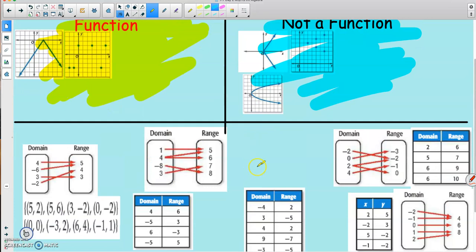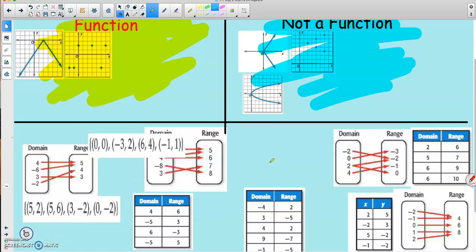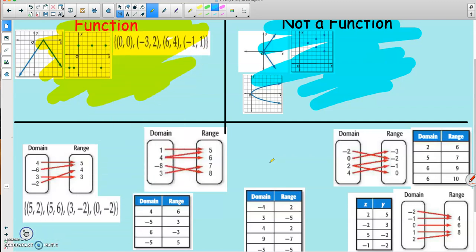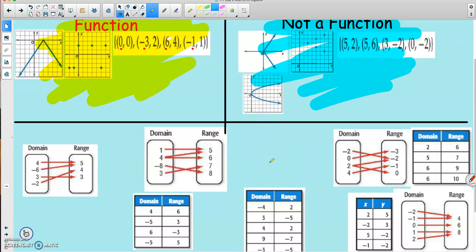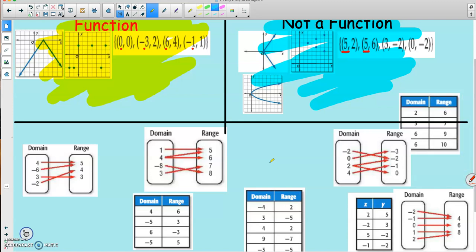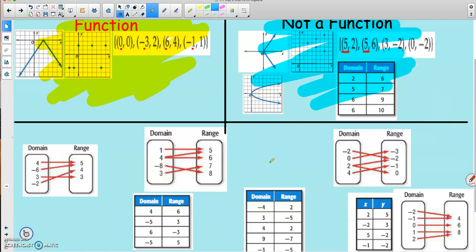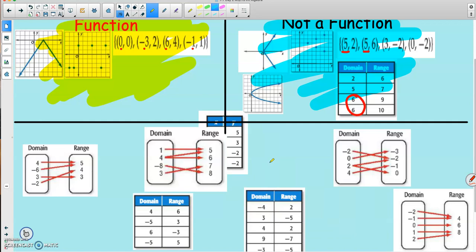Okay. Then I'm going to move to my ordered pairs. If it's a function with ordered pairs, each X value has to be different. So this is a function because these values are all different. This one's not a function because of the 5 right here, repeated. Okay, now I'm going to move to tables and do the same thing. I'm focusing on those domain values. So here, not a function. This one looks good though.